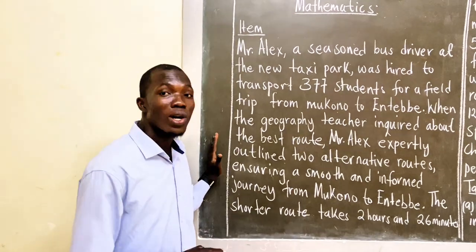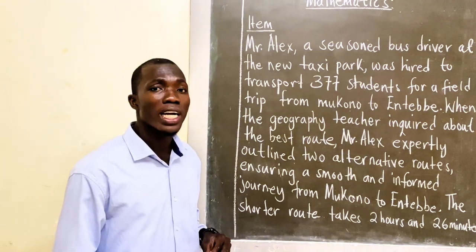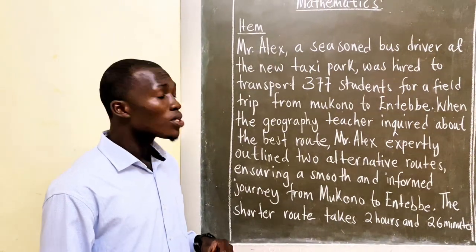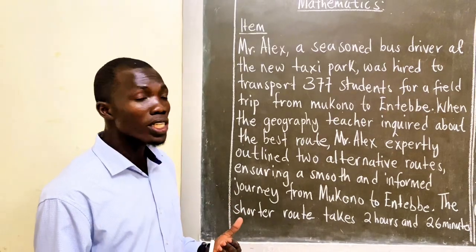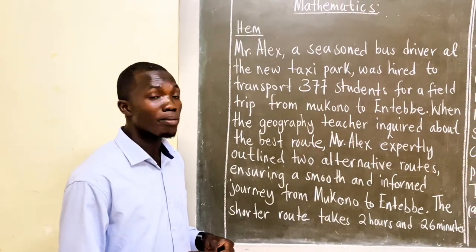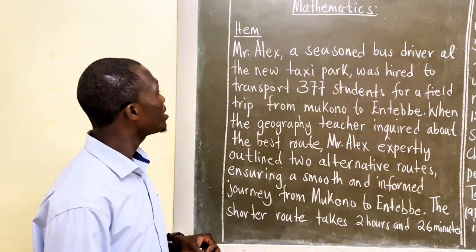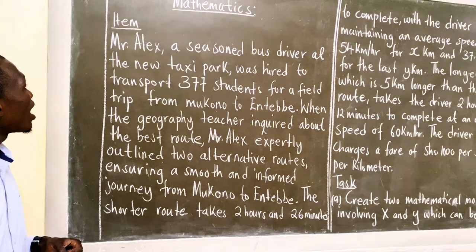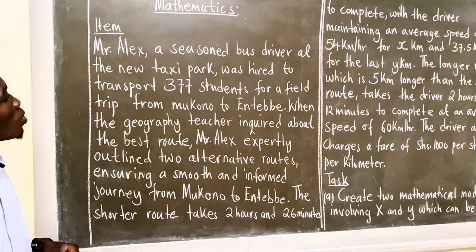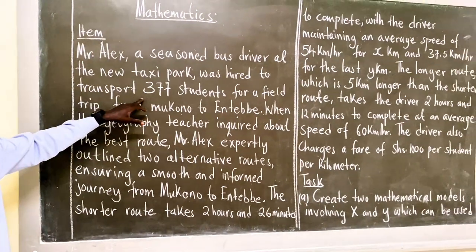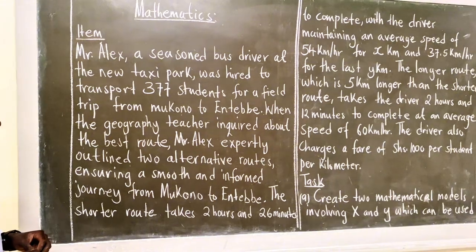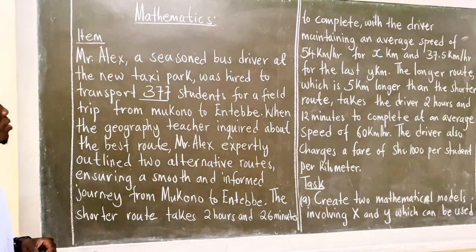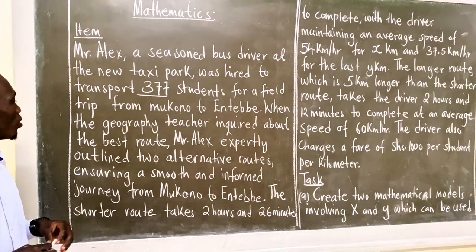So today we are lucky to have one, and we shall see how we can respond to this item. Before we go on, let's understand what the item is about. The item is saying, Mr. Alex, a seasoned bus driver at the new taxi park, was hired to transport 377 students for the field trip from Okono to Entebbe.